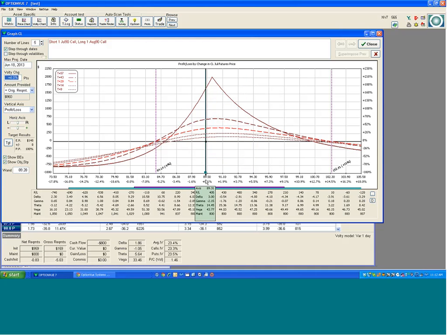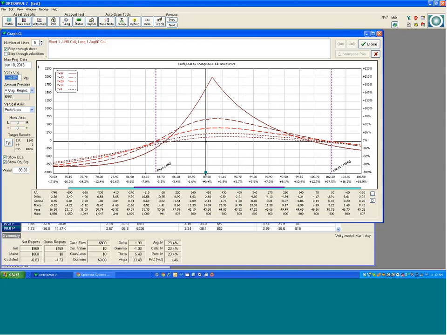If the market declines in price, you can see that the profits are still there up to a certain point. But beyond 84.14 on the downside or above 102.41 on the upside, losses would be incurred on this spread.